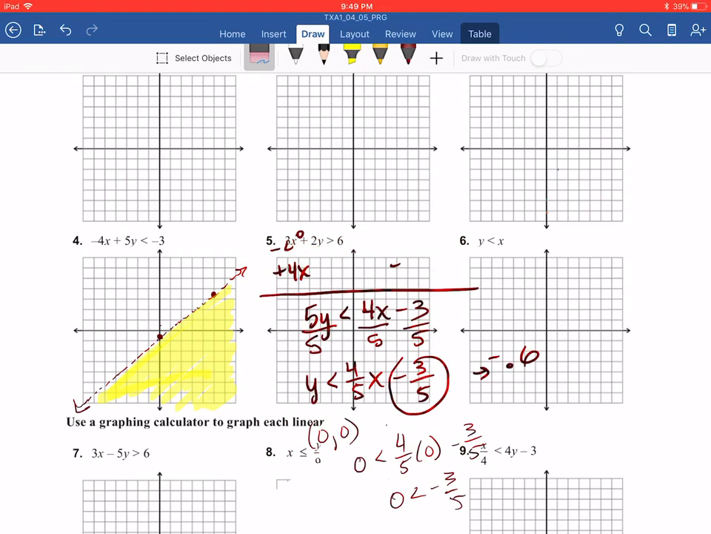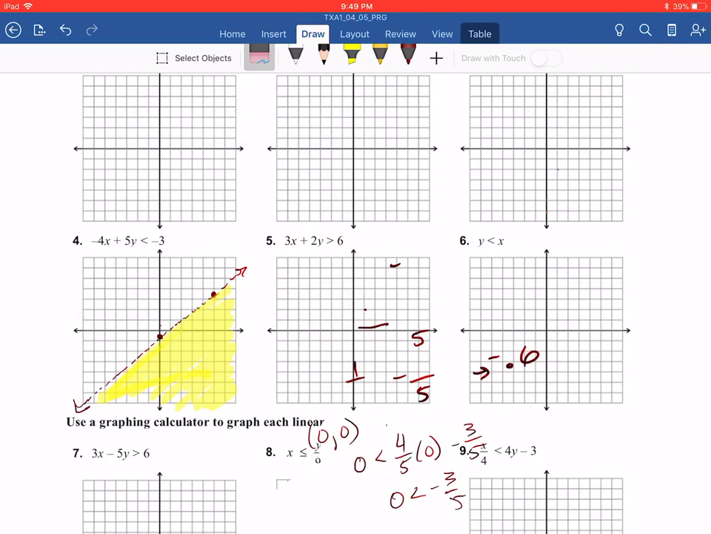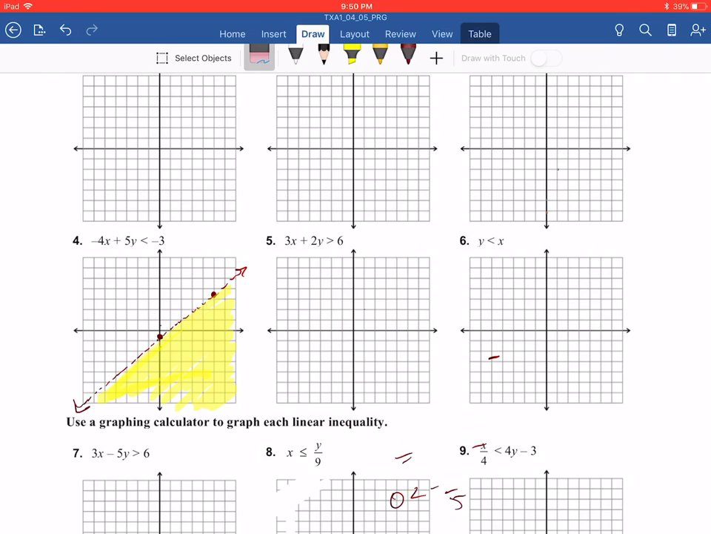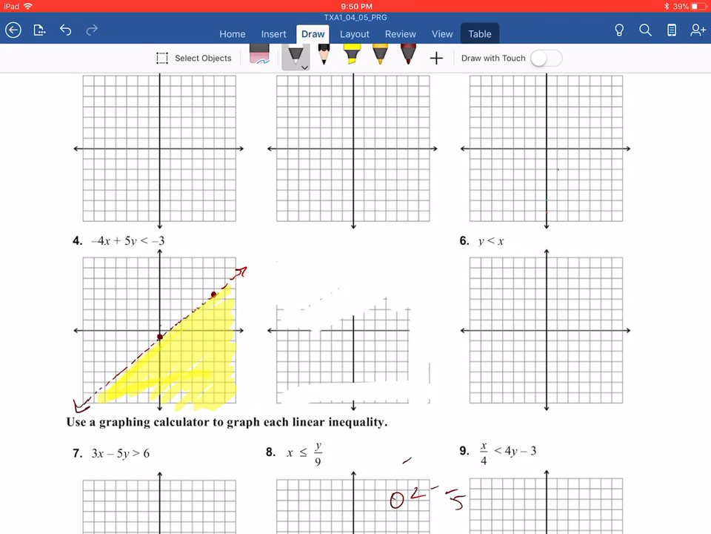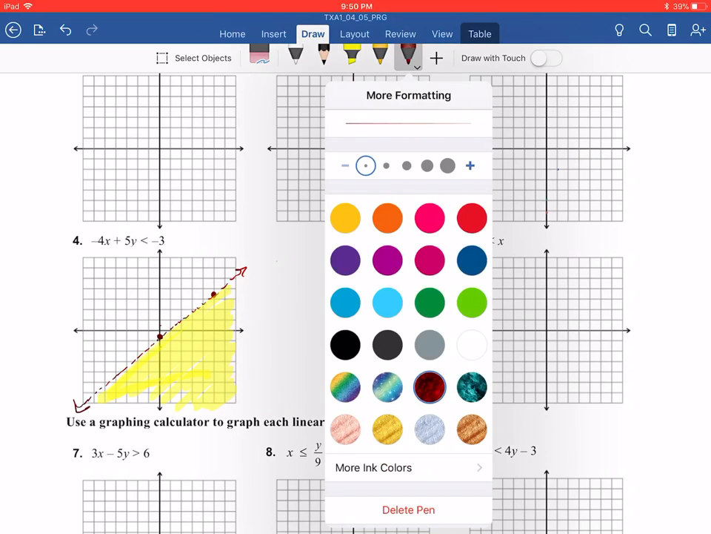Now, I'm going to go over here and talk about problem number 6. Just give me a second and I'll erase some of this stuff so I can clean it up, so that I can see and isolate on problem number 6.